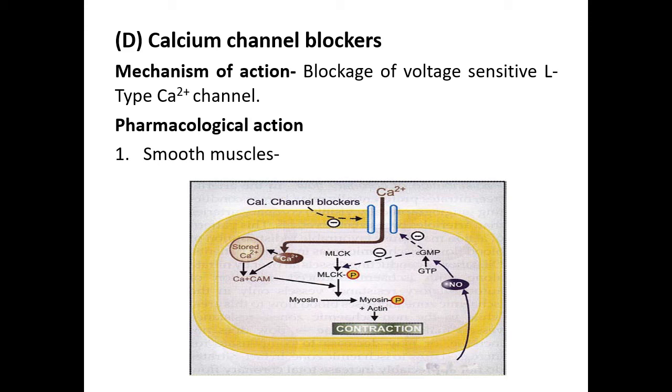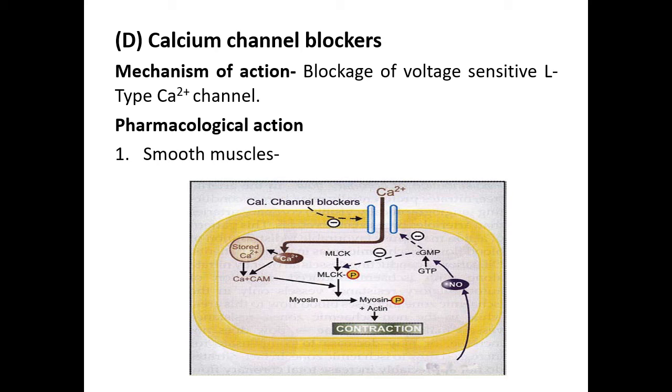As we can see, in a smooth muscle cell it produces the blockade of voltage sensitive L-type calcium channel, and as already explained in the earlier section, that leads to reduced intracellular calcium, which also inhibits the stored calcium release inside the cytoplasm.